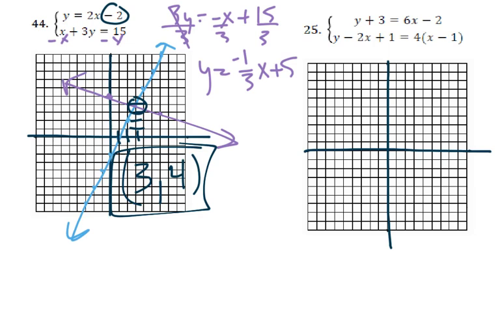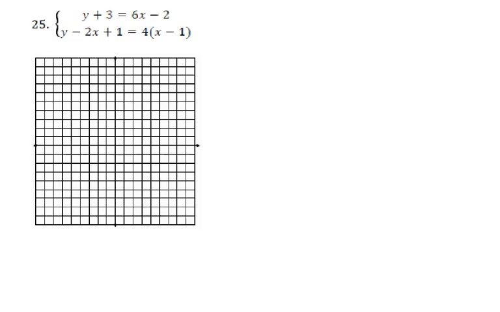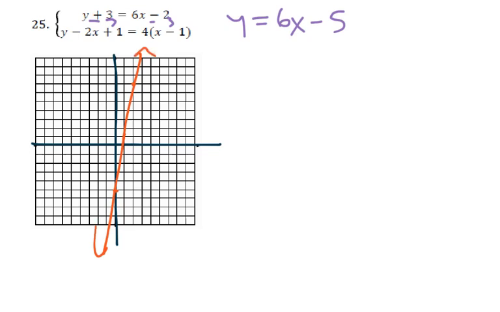Alright, the last one, 25. That one looks kind of crazy, doesn't it? So let's give ourselves some space. So we'd subtract 3 to get y equals 6x minus 5 for the first one. So let's draw that x and y axis. So we start at negative 5. And we're going up 6 to the right 1. So there we go for that one.